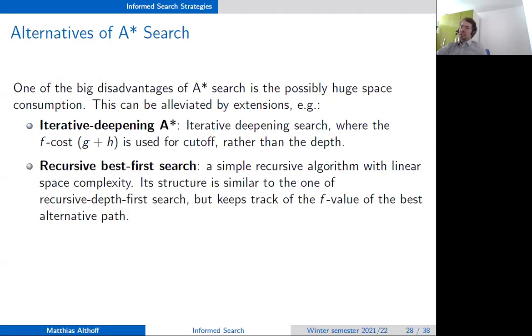Okay. Now another approach is recursive best first search. This is also in the AI book. It's not so easy to explain with text, but a simple kind of description would be as follows. It is a simple recursive algorithm with linear space complexity, also like in iterative deepening A-star, and the structure is similar to the recursive depth first search that we've seen yesterday, but it keeps track of the F value of the best alternative path. And how this is done, if you're really interested, it's in the AI book, but to be honest, it's not relevant for the exam. So it's just for those who are really interested in that.